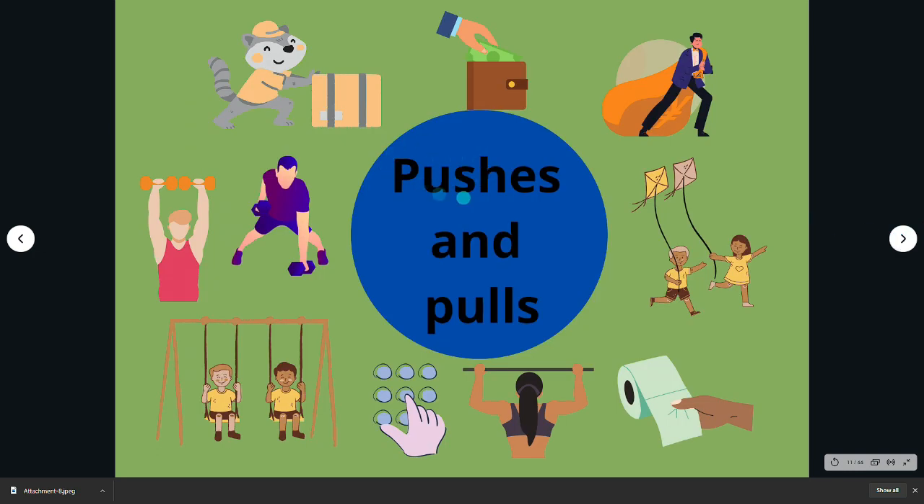These pictures use push and pull force, like putting the hands or palms out in a push-up bar, or you push a button on this calculator, you pull a tissue paper, or pull a kite with your friends, and other daily activities. How do toys move?